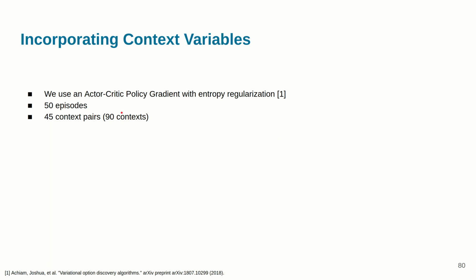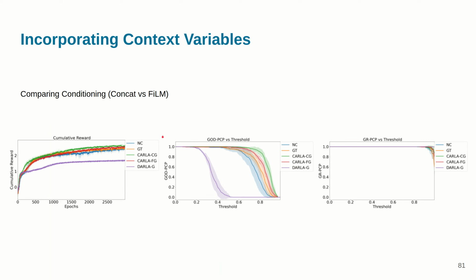Okay. Now we would like to evaluate our agent compared to some available methods. For that, we use an actor-critic vanilla policy gradient that uses entropy regularization, and we train our agent for 50 episodes, and then we use 45 context pairs or 90 contexts during training. Here are some results. We can see the cumulative reward and the goodie versus obstacle discrimination, which was the main factor here for us.